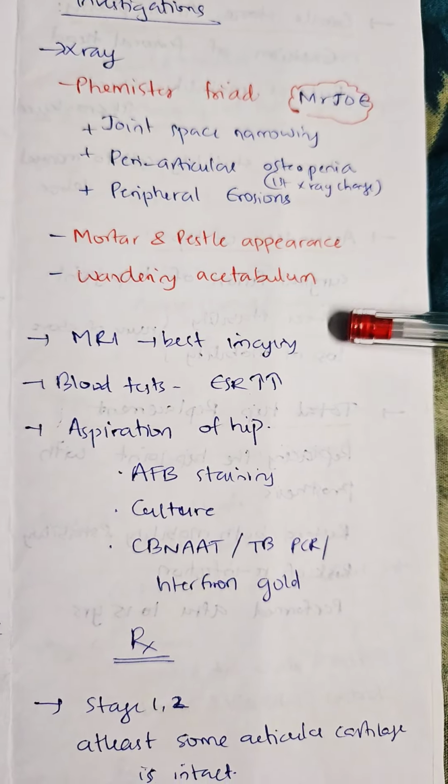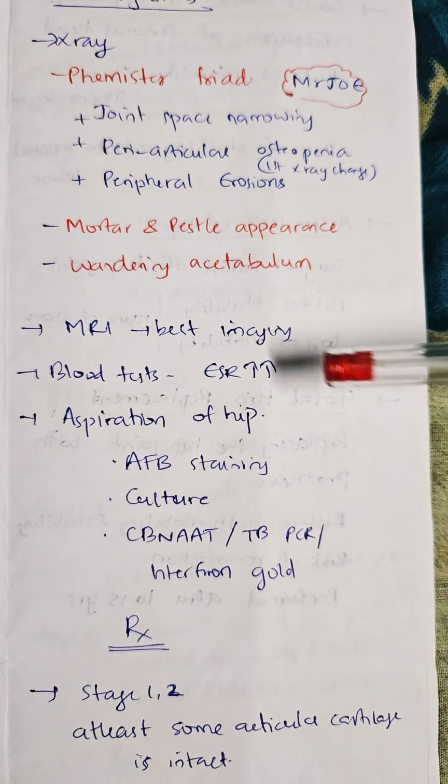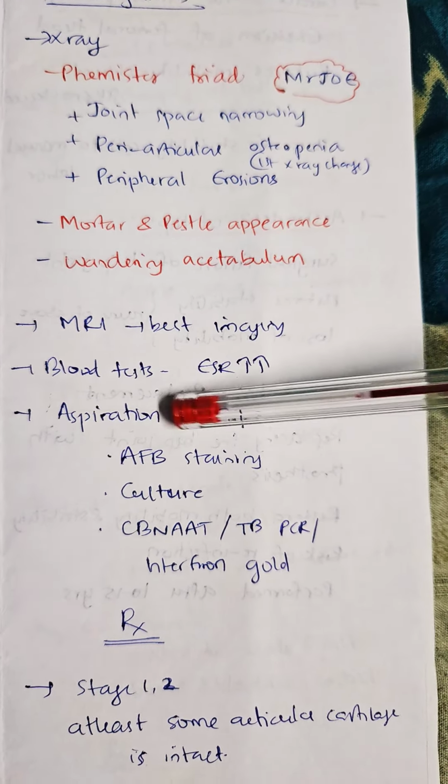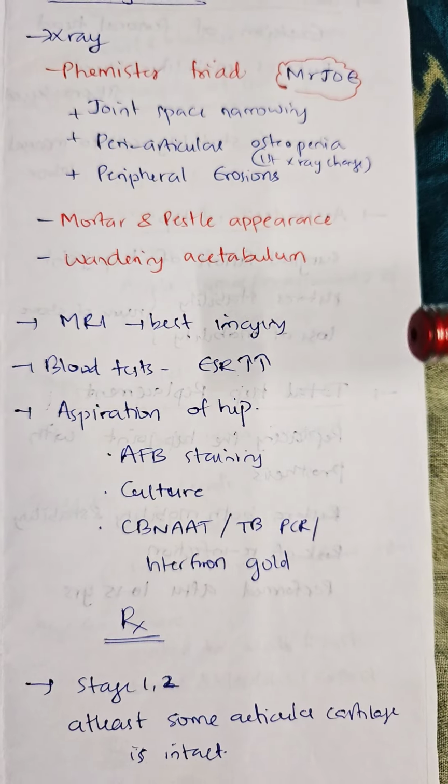MRI is the best imaging modality, and blood tests may also show raised ESR. With aspiration of the hip, you can send the fluid for AFB staining, culture, or CBNAAT.